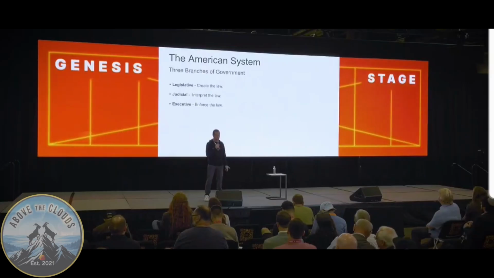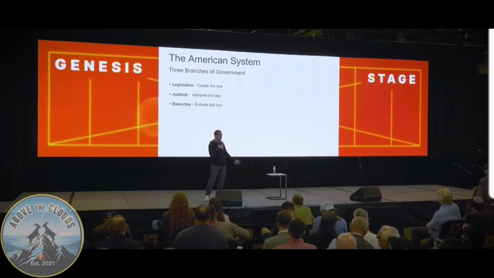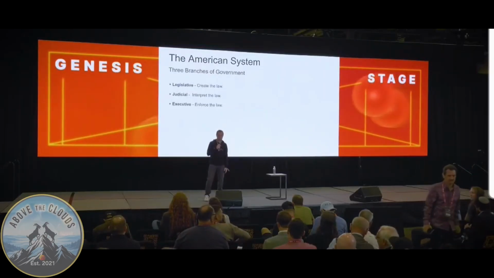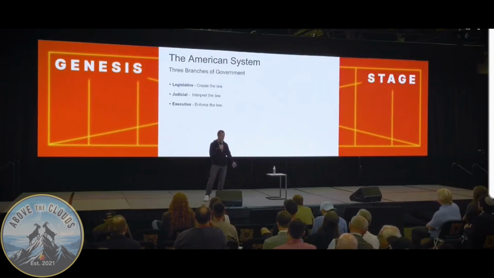Why do we have 3 branches of government? Because balance of power is important. You do not want an executive who is a dictator telling everyone what to do. We tried that. It doesn't work so well over the long term, so we came up with a better system.